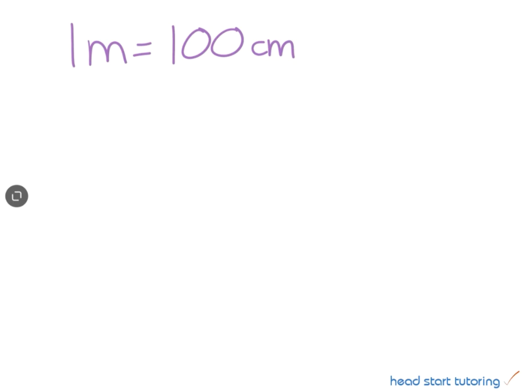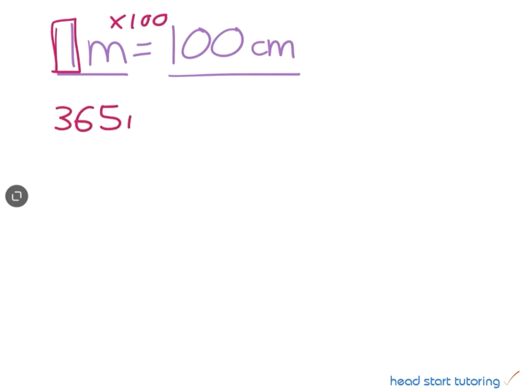If we have a look at meters and centimeters, 1 meter is equal to 100 centimeters. So when we are going from meters to centimeters, whatever our number here is, we will be multiplying by 100. If we have the number 365 meters, and we're wanting to convert this into centimeters, we need to multiply that by 100. So that answer will be 36500 centimeters.